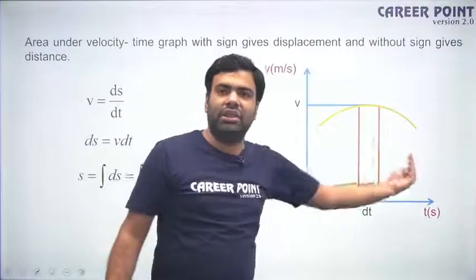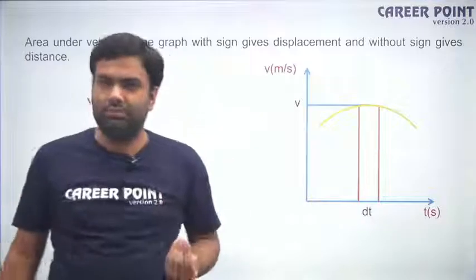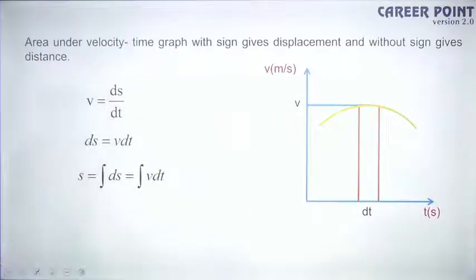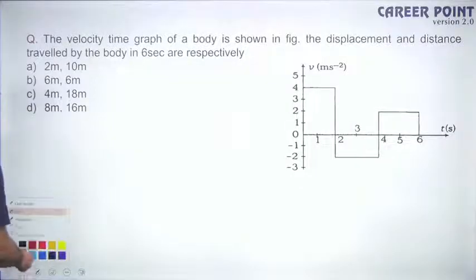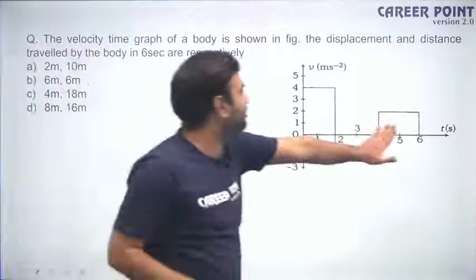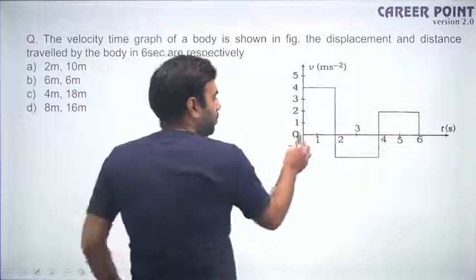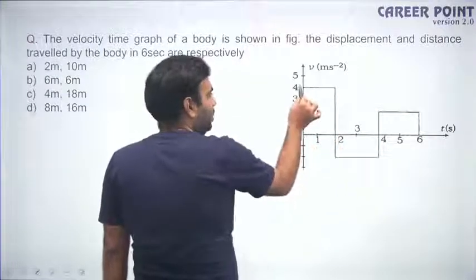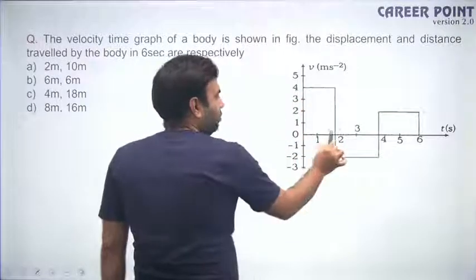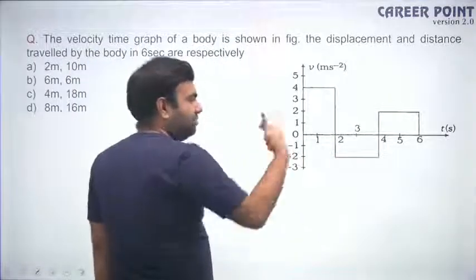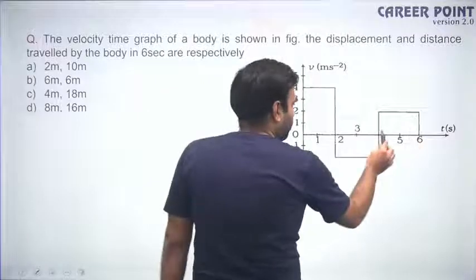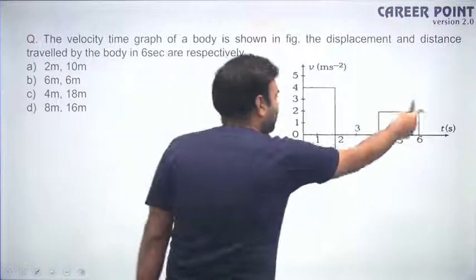So area under the curve will also give the displacement. That is the logic. To understand this better, let us take an example. We have a velocity time graph. From 0 to 2 seconds, velocity was 4 meter per second. From 2 to 4 seconds, velocity was minus 2 meter per second, that means in the opposite direction. And from 4 to 6 seconds, velocity is again plus 2 meter per second.